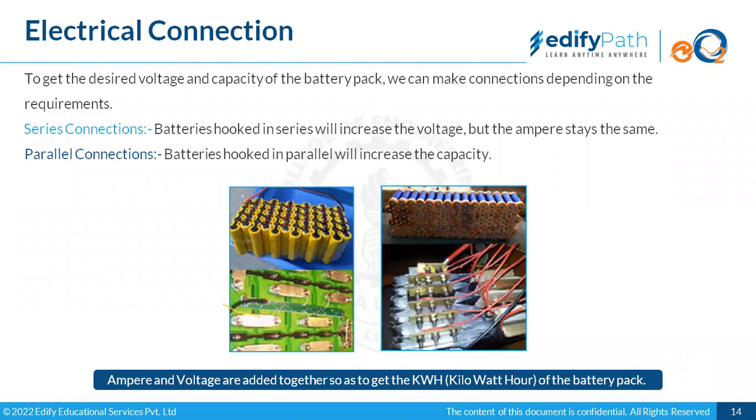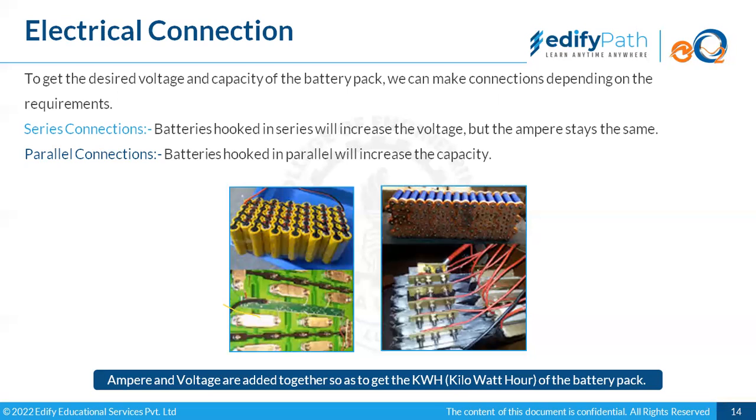Electrical connections: to get the desired voltage and capacity of the battery bank, we can make connections depending on the requirement. Series connection: batteries hooked in series will increase the voltage, but the amperes stay the same. Parallel connection: batteries hooked in parallel will increase the capacity. As we said, the cells available to us come only in a particular nominal voltage.